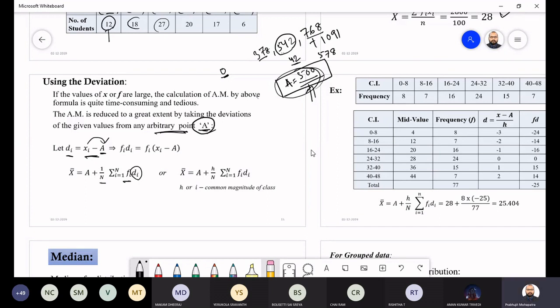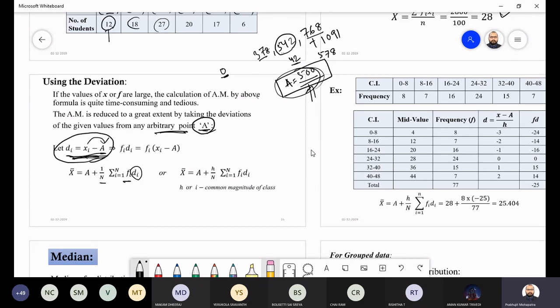There are two things actually: discrete numbers and class intervals. With class intervals, you have to take care of the classes also. So you just take the deviation from that arbitrary point. This is xi minus A, nothing but the difference. This is di.